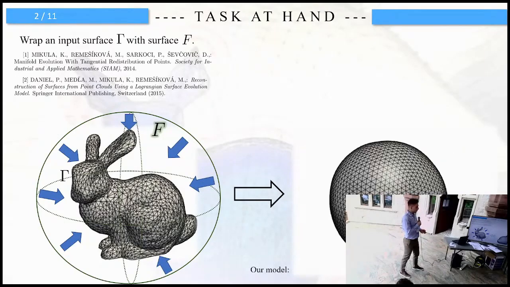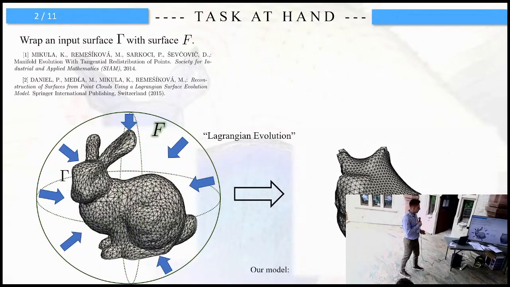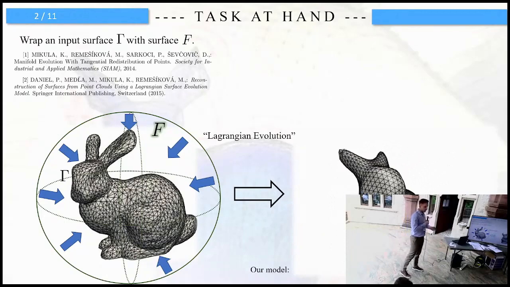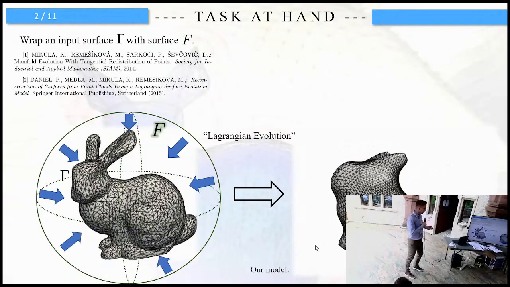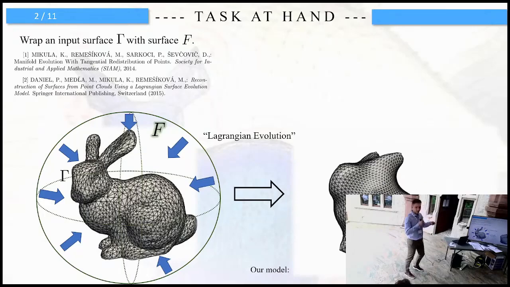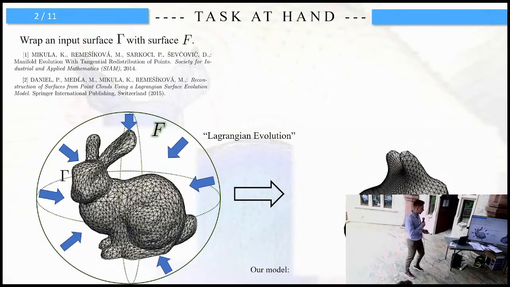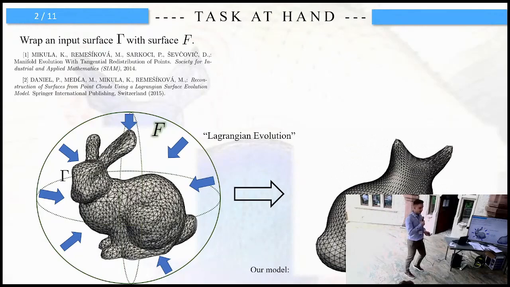Now, why would we want to do that? Well, this type of evolution is called the Lagrangian evolution, because we're evolving individual vertices. We're tracking a single surface rather than an entire field.